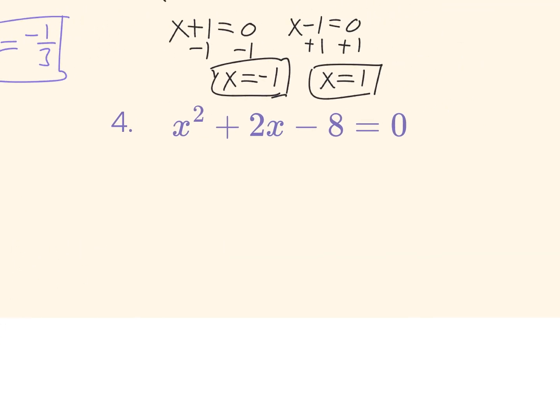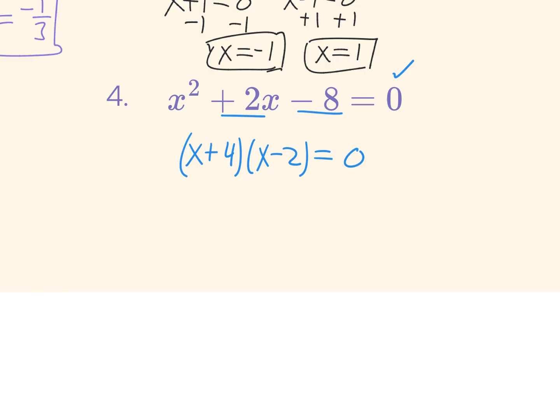And then I'll try the same thing with this one, number 4. Again, you always want to check that it's set equal to 0. It is. All right, and now I can try to factor it. So x squared plus 2x minus 8. I'm looking for factors of negative 8 that add to positive 2. And this is going to get me an x plus 4 and an x minus 2 equals 0.